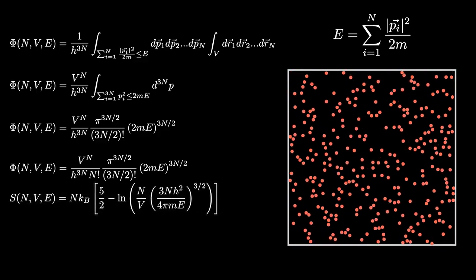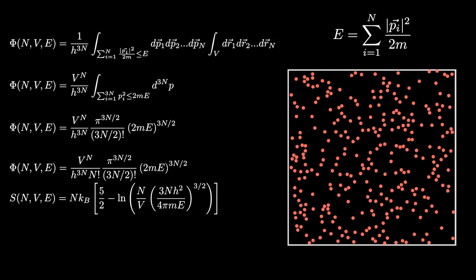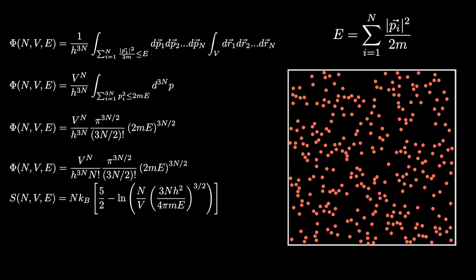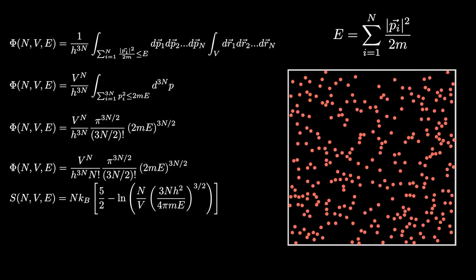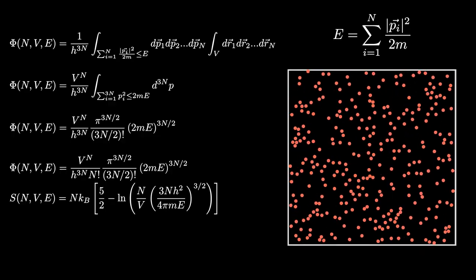We also realize that the entropy that we have found is an extensive value. If you double the amount of particles, volume, and energy, the entropy also doubles. You should take a moment and look at the final equation to understand why this is true.